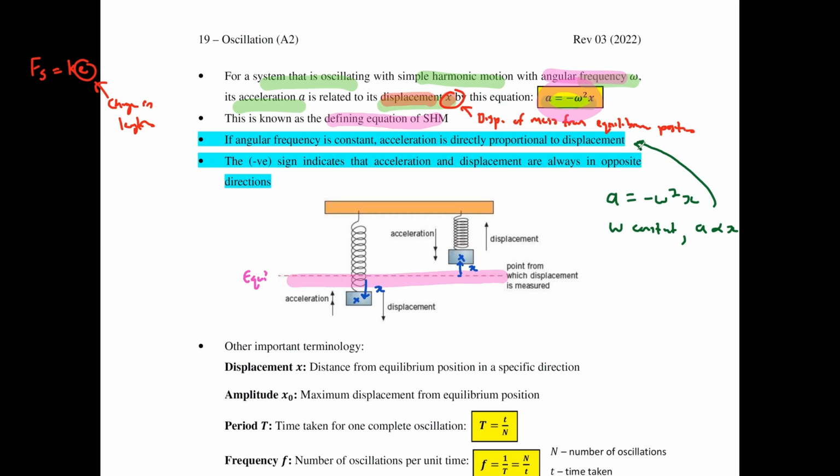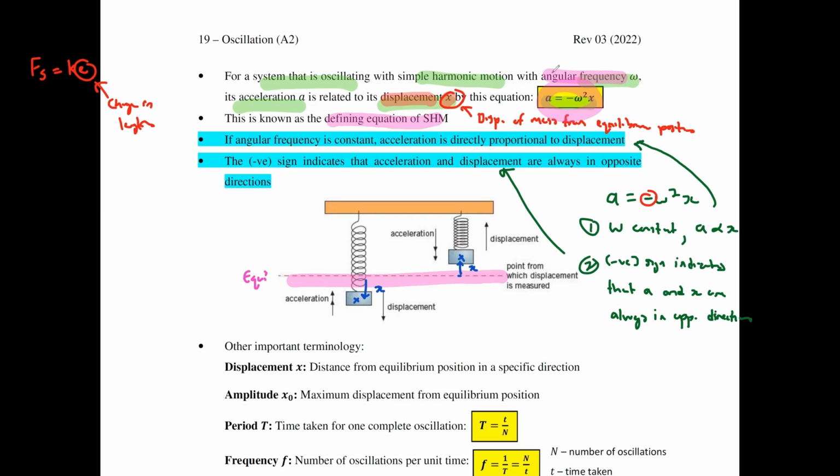And then after that, you'll notice that there's a negative sign here. The negative sign indicates that a and x are always in opposite directions. So this is number one, and number two is here. The negative sign normally indicates to you that acceleration and displacement would always be in opposite directions.